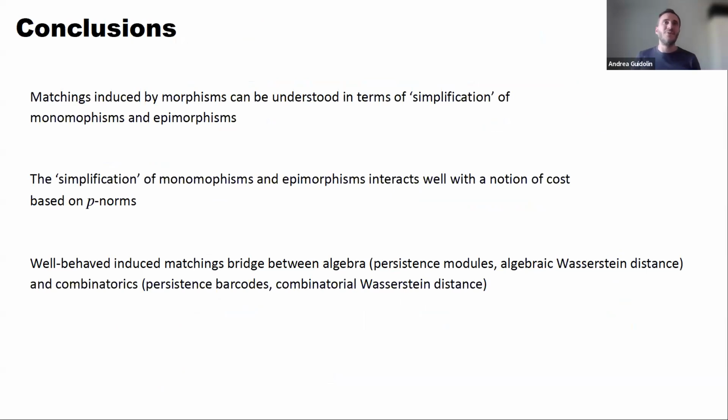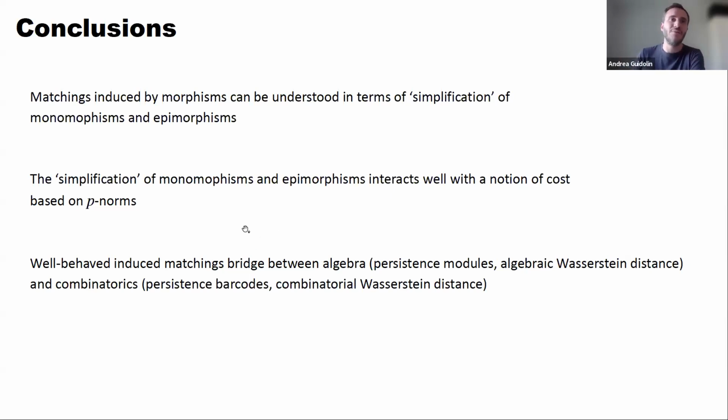All right, just a few conclusions. Matchings induced by morphisms can be understood in terms of simplification of monomorphisms and epimorphisms, which is what led to our definition and also Bauer and Lesnick's. This process of simplification of monomorphisms and epimorphisms, we saw that it interacts well with a notion of cost based on p-norms.